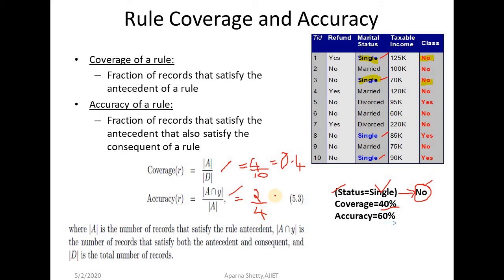So what is 2 divided by 4? It is, in terms of percentage, 60%. Right. So this is how we will calculate the coverage and the accuracy. So this is about the 2 metrics here, the coverage and the accuracy.